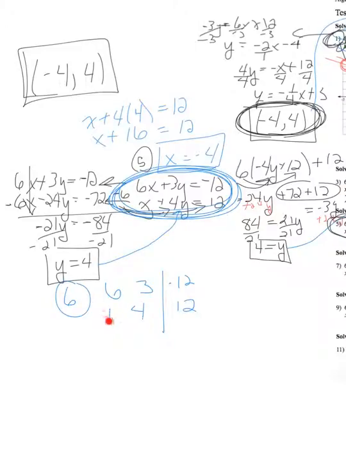Okay, well, I'm just going to switch the order because that one's already 1. I want that to be a 1 first. So right off the bat, I'm just going to switch the order. So I've got 1, 4 is 12, and then 6, 3 is negative 12. So just a row swap.